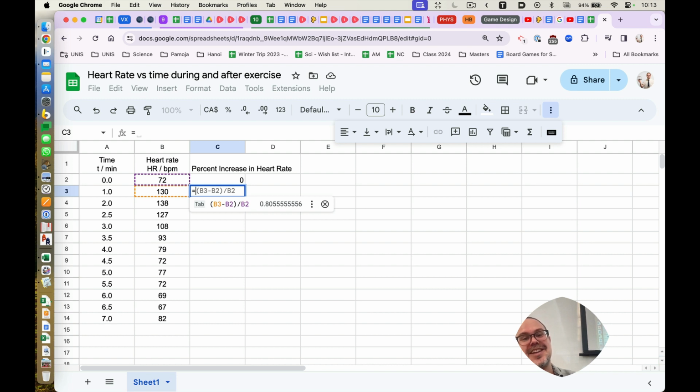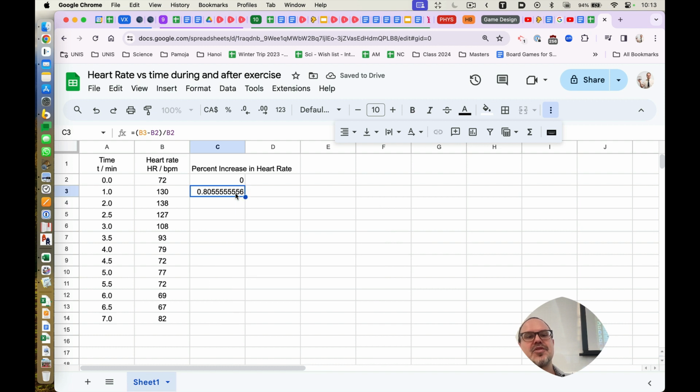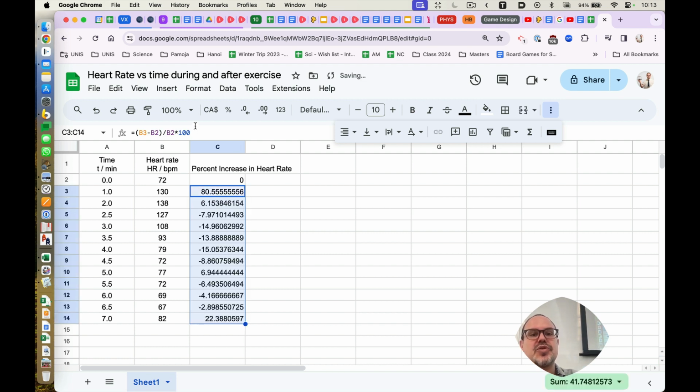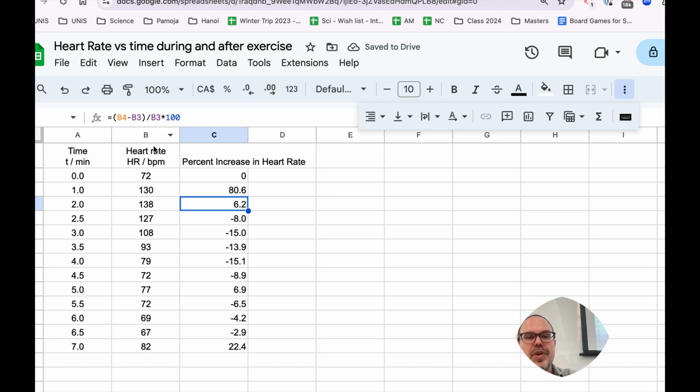That's pretty wacky. So it's going to be this minus that divided by B2. But there's a problem here, actually, because it's going to be wrong. Oh, times 100? There's another problem, too, though. Because when you go fill down, pay super close attention to this. What happened is, now it has B3 and B4 and B5.